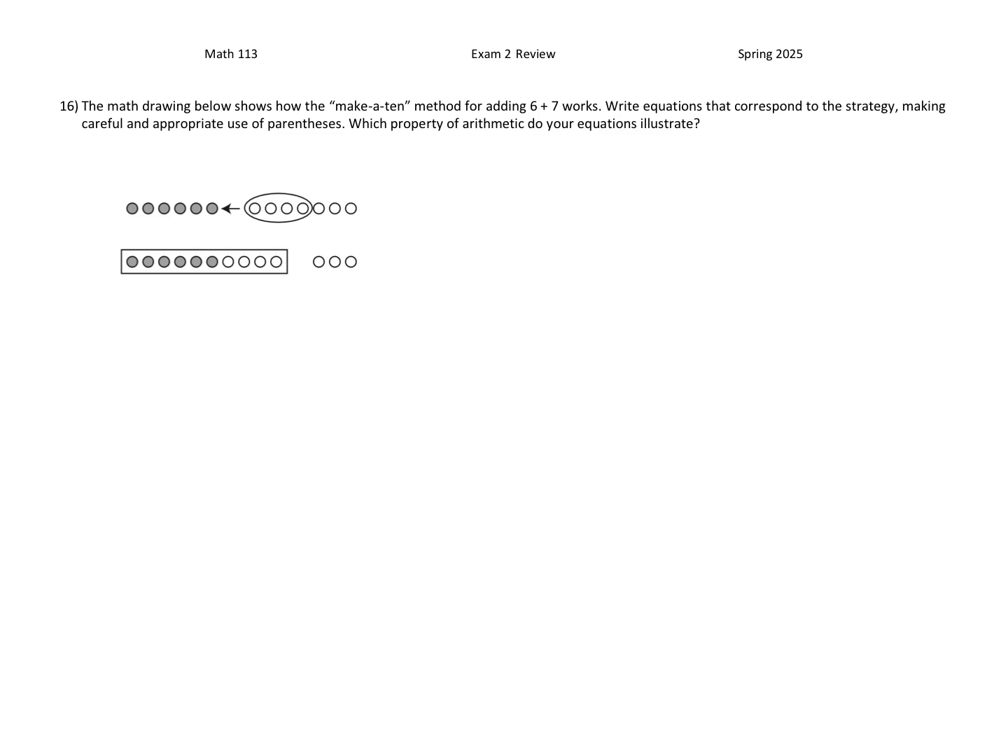The math drawing below shows how the make a 10 method for adding 6 plus 7 works. We're going to write equations that correspond to this strategy, making careful and appropriate use of parentheses. Okay, so we started with 1, 2, 3, 4, 5, 6 plus 1, 2, 3, 4, 5, 6, 7.